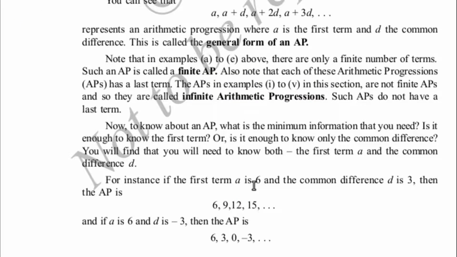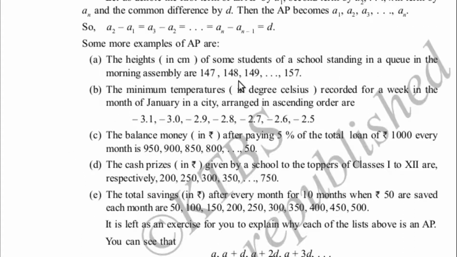There are two types of arithmetic progressions. The first one is finite arithmetic progressions. The second one is infinite arithmetic progressions. First we will concentrate on finite arithmetic progressions. In these examples we can notice that all the examples are of type finite arithmetic progressions.